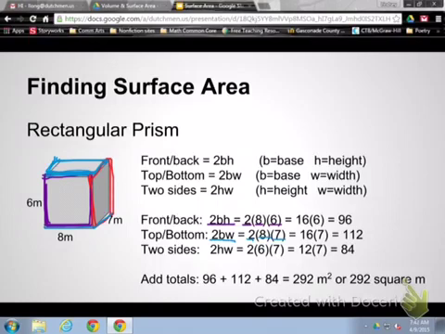And then I move to my 2 sides, and that is 2 times the height times the width. So I take 2 times my height, which is here, 6, times my width, which is here, 7. Then I multiply those out. 2 times 6 is 12, 12 times 7 is 84. To find my total surface area, I take those 3 numbers and add them together. When I do that, I get a total of 292 meters squared. Remember, this is area, so it is meters squared or square meters.